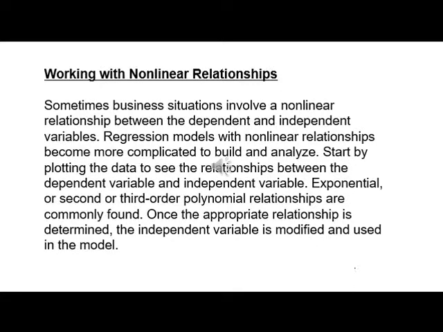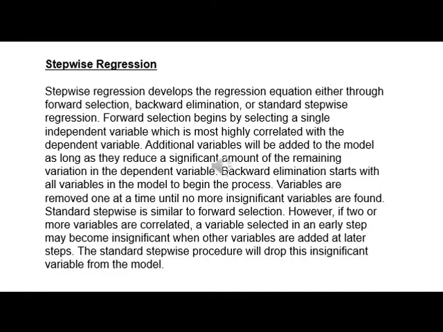Stepwise regression. Stepwise regression develops the regression equation either through forward selection, backward elimination, or standard stepwise regression. Forward selection begins by selecting a single independent variable which is most highly correlated with the dependent variable. Additional variables will be added to the model as long as they reduce a significant amount of the remaining variation in the dependent variable. Backward elimination starts with all variables in the model to begin the process. Variables are removed one at a time until no more insignificant variables are found.